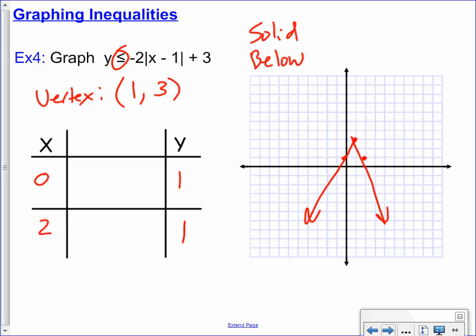Shade below the boundary line. So start at the vertex, that's the easiest point, and shade any spot below it. Yay, it's a party hat. Okay. Here ends the lesson for absolute values.